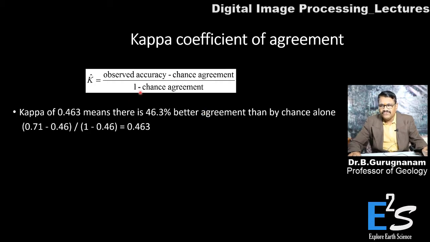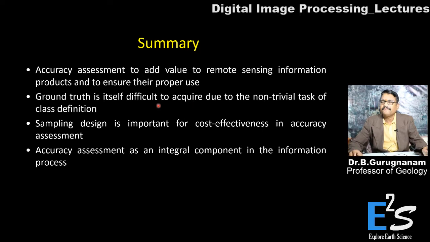This is the formula used. Of course, kappa normally will come out as 0.463. It means it is better agreement than by chance alone. So normally this will be calculated by using this formula.